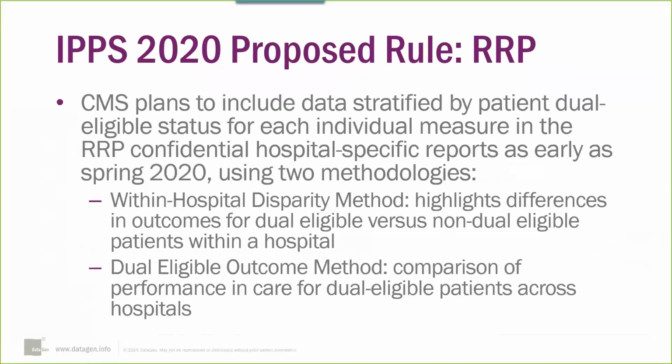The first is the within-hospital disparity method, and this will look at differences for dual-eligible patients within a hospital and non-dual-eligible patients within a hospital on the different measures. And then the other methodology is a dual-eligible outcome method, and this compares performance for dual-eligible patients on these measures across hospitals. And these are no additional burden to hospitals. This data is already available in the claims data, but just for informational purposes, so a hospital can see how they're performing within their hospital as well as compared to other hospitals. CMS is going to make this data available.